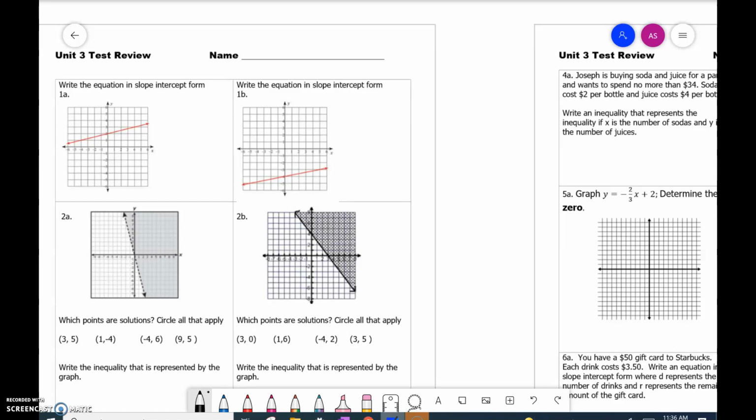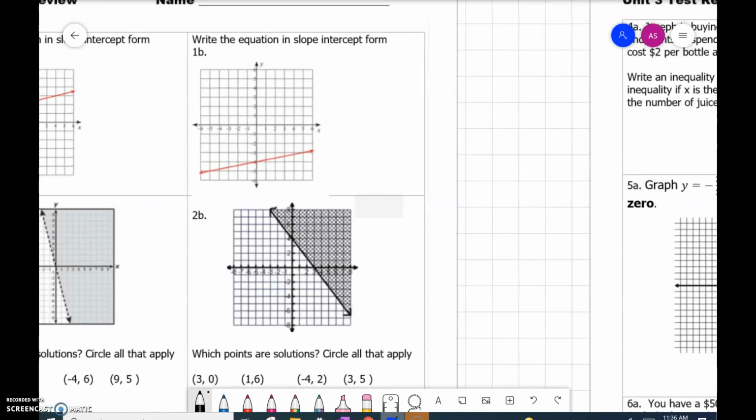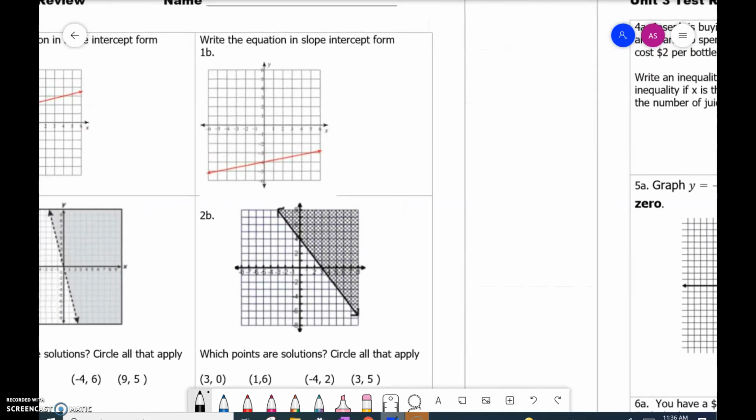All right, let's go ahead and get started with our B problems for Unit 3 test review. Okay, so the first question says write the equation in slope-intercept form. So remember, you can refer to your formula sheet if you forgot that formula. And what it is is y equals mx plus b.